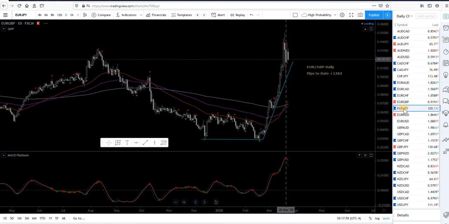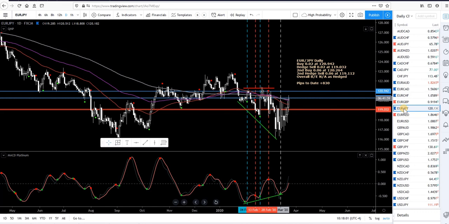All okay. Euro Yen, this one's giving me a bit of grief. You can read my notes. We're in a buy. Here's a hedge sell, a second buy, a second hedge sell. Now we look like we're going to get a buy. I don't think it'll take too much.